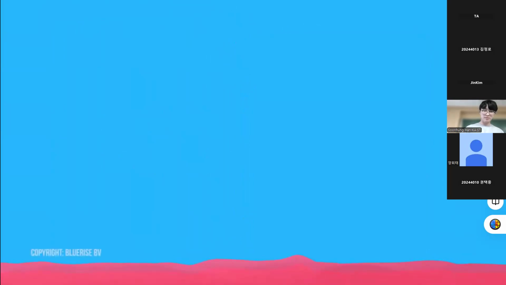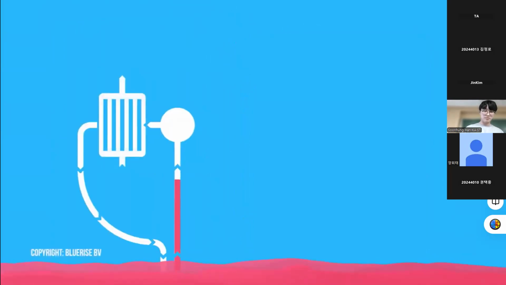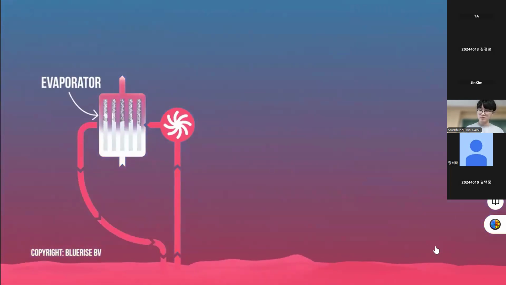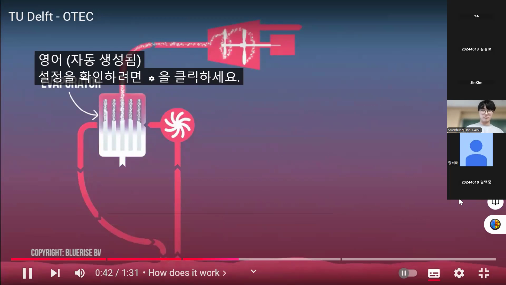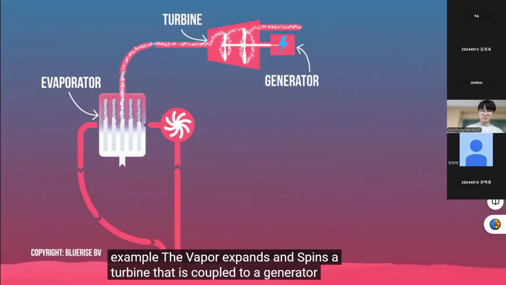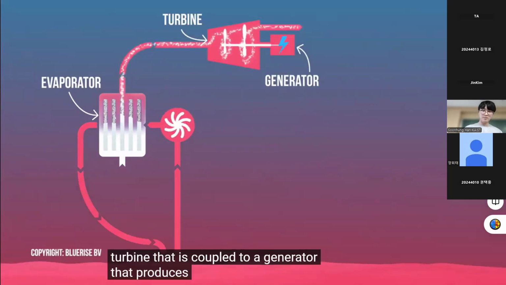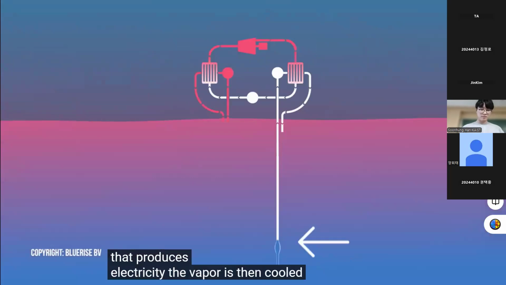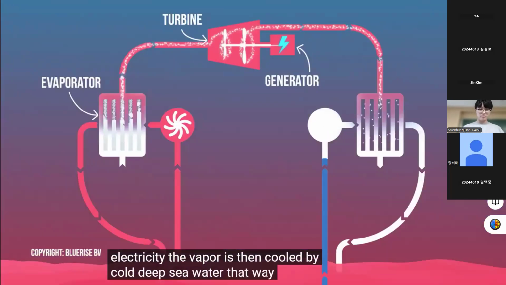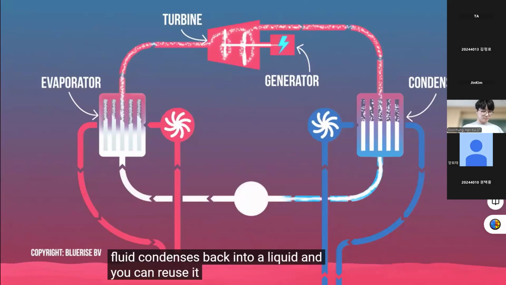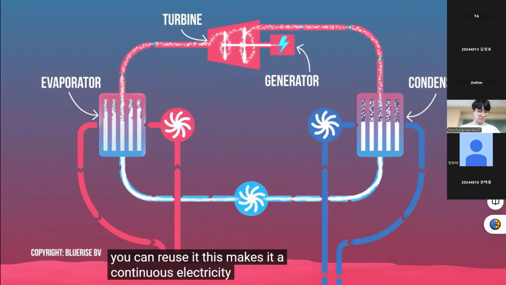How does it work? The ocean's warm surface water vaporizes a working fluid with a low boiling point, ammonia for example. The vapor expands and spins a turbine that is coupled to a generator that produces electricity. The vapor is then cooled by cold, deep seawater. That way, the working fluid condenses back into a liquid and you can reuse it. This makes it a continuous electricity generating cycle.